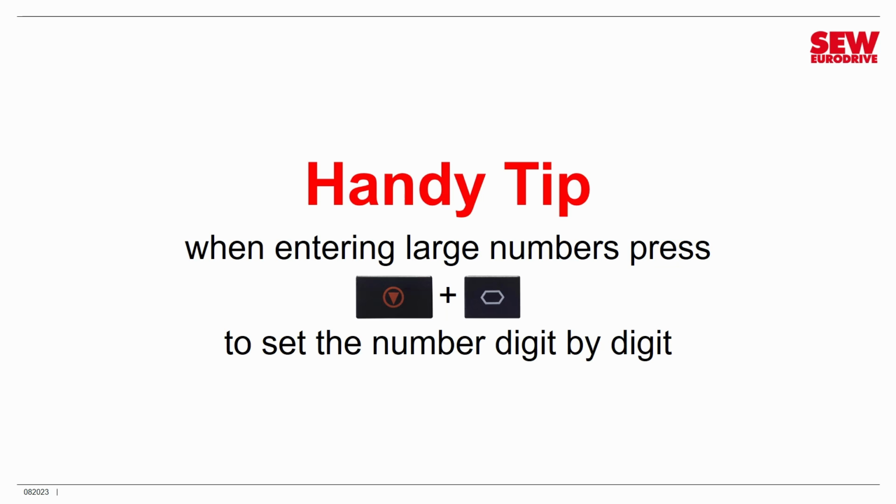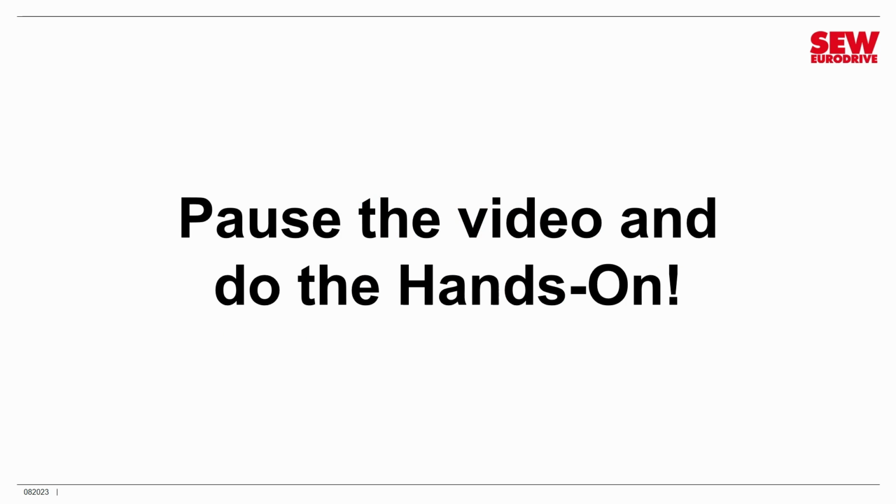If you hit the stop button and then press the navigate button, you can set the numbers digit by digit. What this will do is change the digit that's activated, so you can move from the ones column to the tens to the 100s to the 1000s. So this is an alternative way of entering numbers. I find it a little quicker when you're dealing with big numbers. Okay, enough talk. Pause the video and do the hands-on.